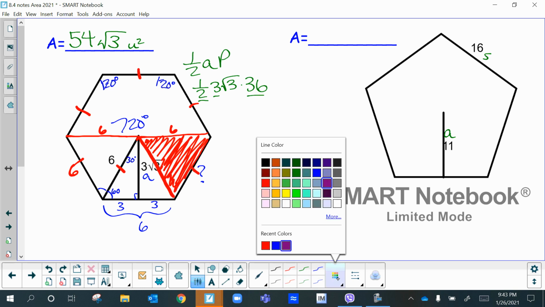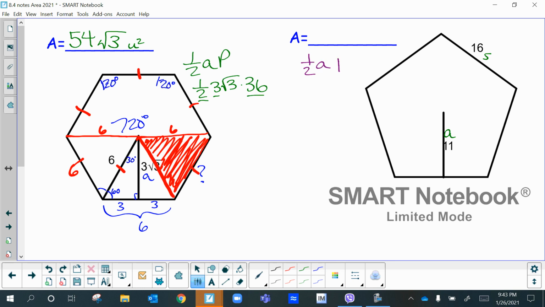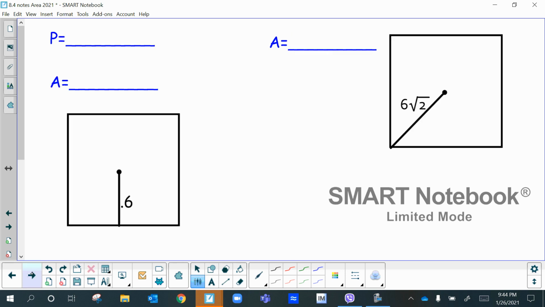So let me get a different color. So I've got 1/2 apothem times perimeter. The apothem is 11, and the perimeter is, I don't know, what is 5 times 16? 80. All right, so it's just a simple multiplication in your calculator. 0.5 times 11 times 80. 440. So this area is 440 square units. Nice whole number.